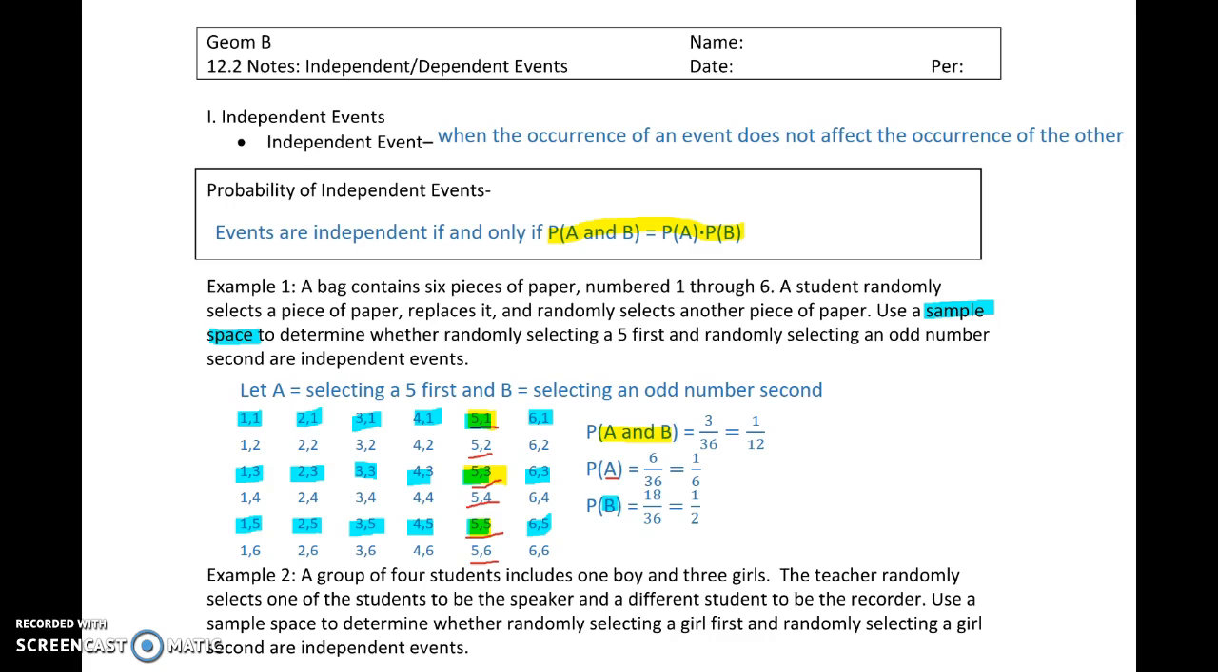So the final thing we need to do is double check if it's independent. Remember, it's independent if and only if the probability of A and B, which we got as 1/12, is equal to the probability of A times the probability of B.